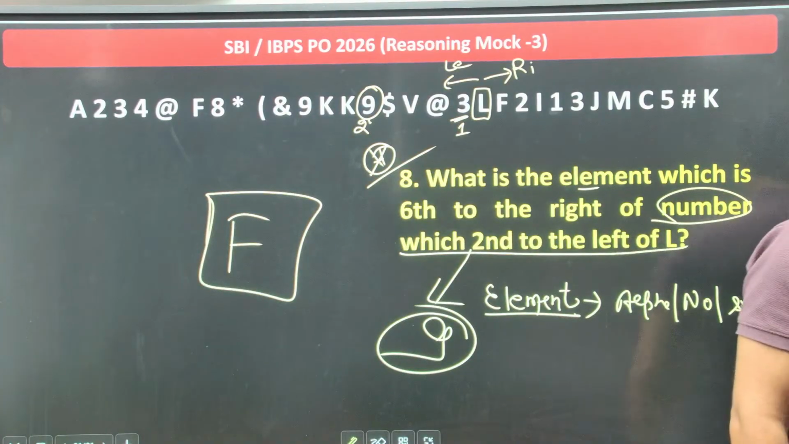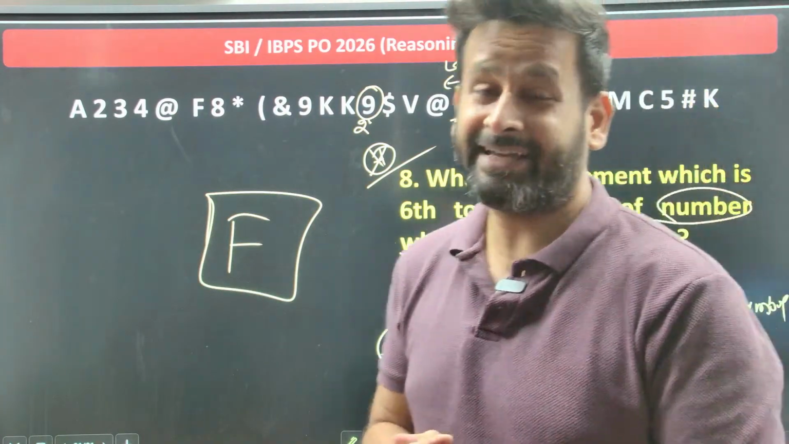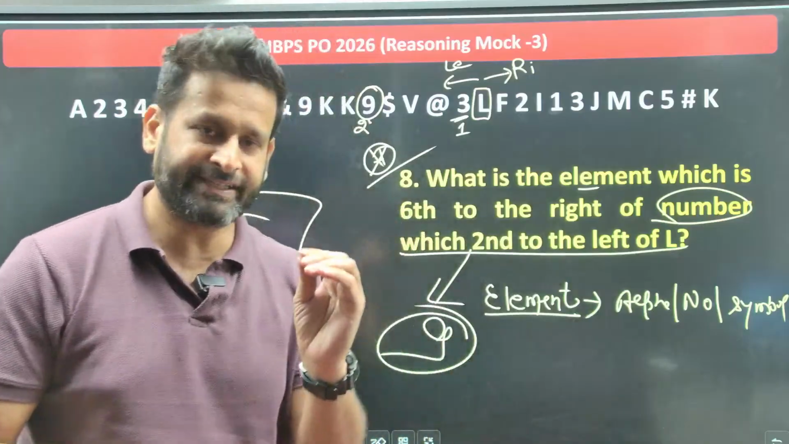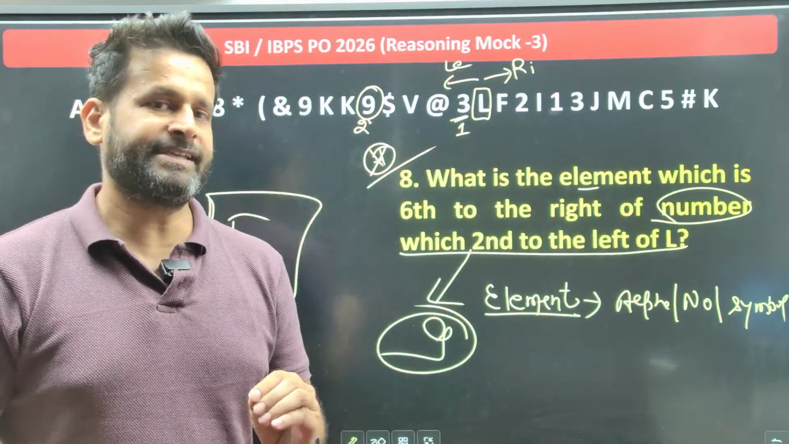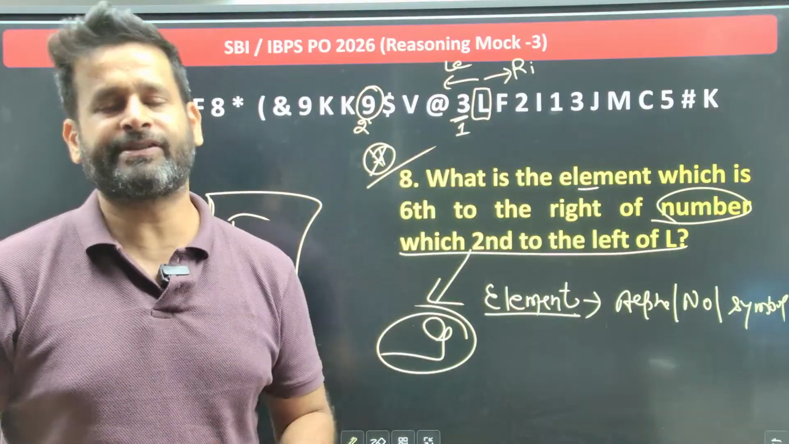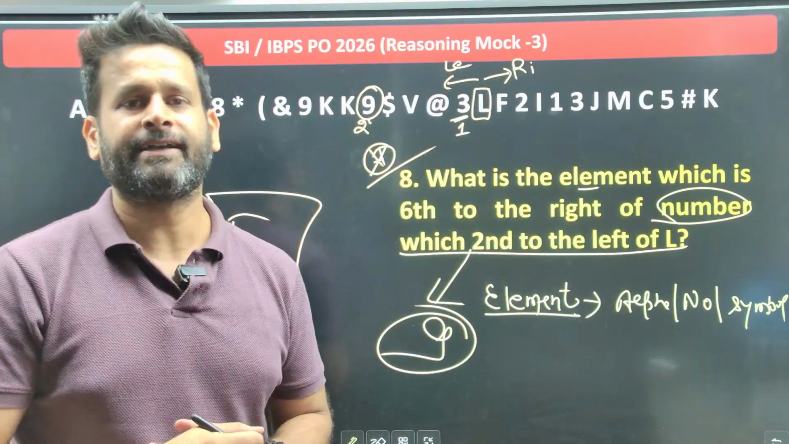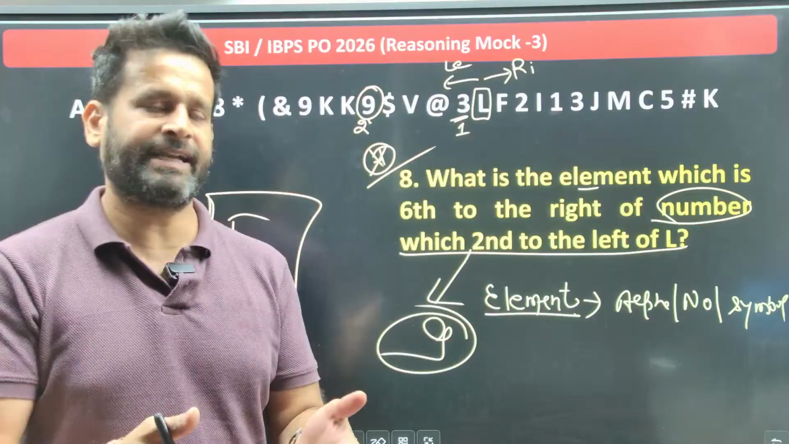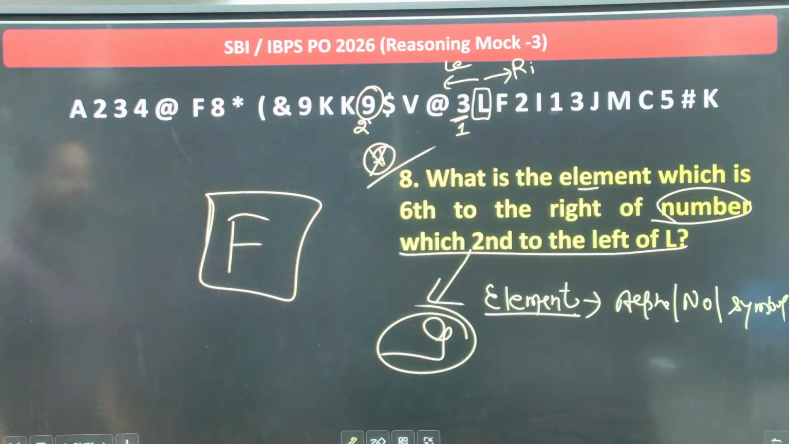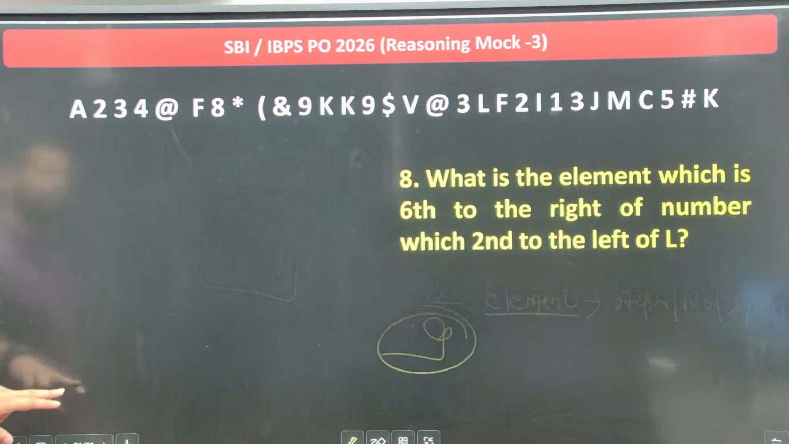So, while solving these questions, you need to read carefully. If it is saying element, count everything. But if it is saying specifically number, alphabet or symbol, you need to focus only on that variable. This is the answer, not 9, F is the answer. Alright. Next.